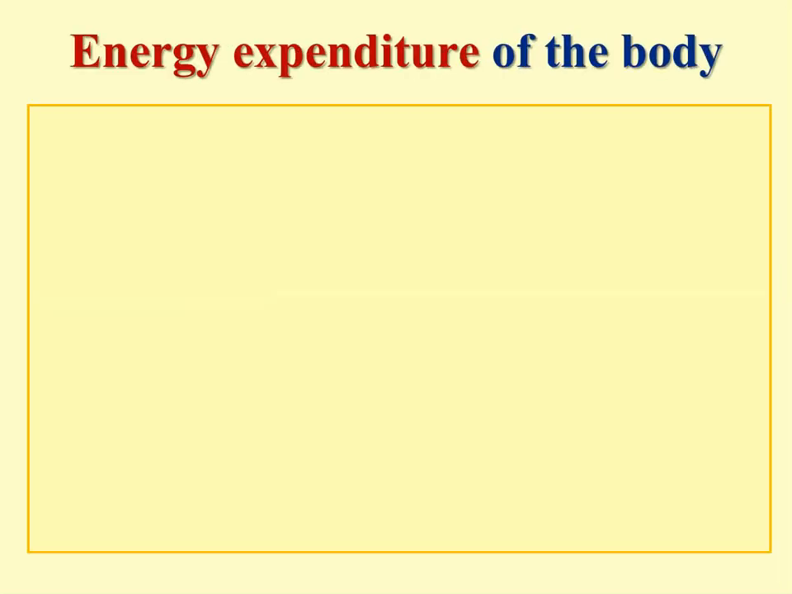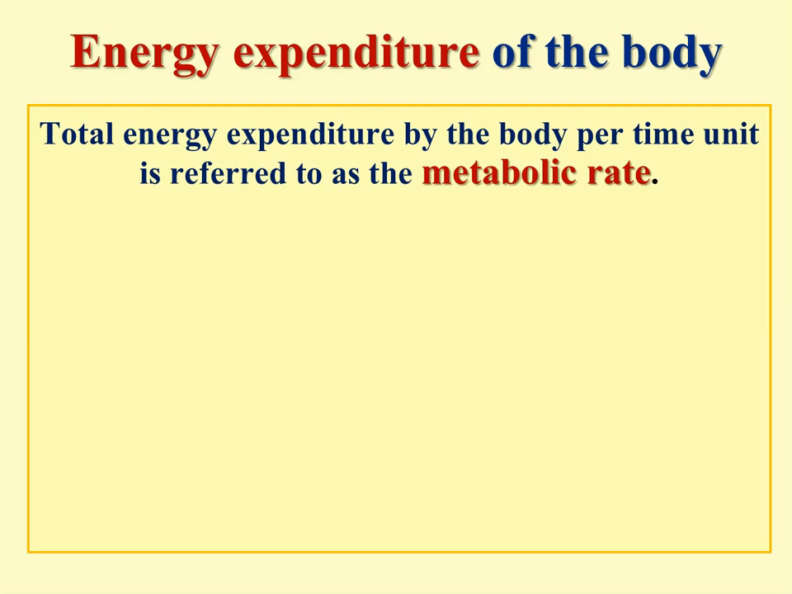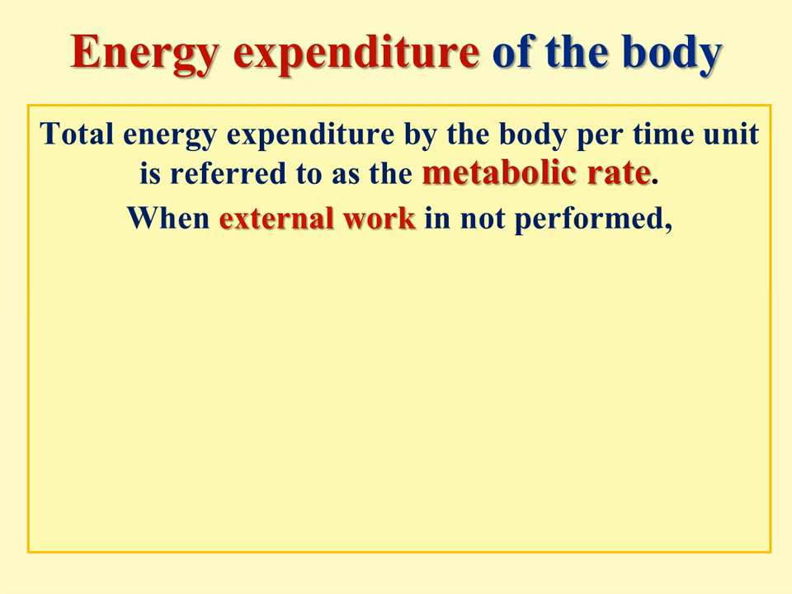Energy expenditure of the body is referred to as metabolic rate when it's measured per time unit. In most cases, we measure per day, but in some cases it's necessary to measure per minute or per hour. But generally, if we need to compare the metabolic rate of different persons, mostly we compare per day.